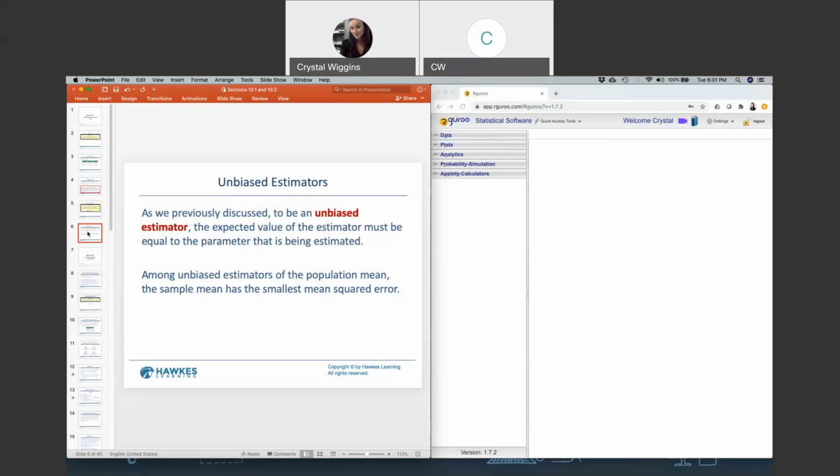So as we previously discussed, to be an unbiased estimator, the expected value of the estimator must be equal to the parameter that is being estimated. Among unbiased estimators of the population mean, the sample mean has the smallest mean squared error.